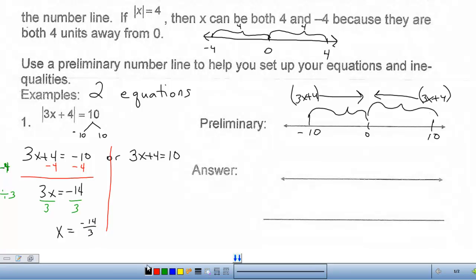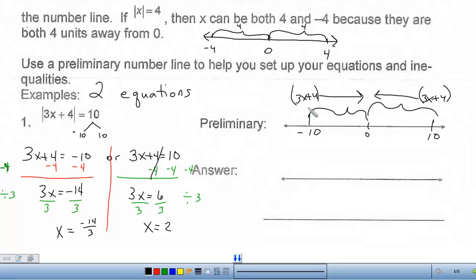Now let's look at the next equation. First thing we want to do is subtract 4 from both sides, just like we did in this equation. So 3x is equal to 6, 10 minus 4 is 6, and divide by 3. X is equal to 2.